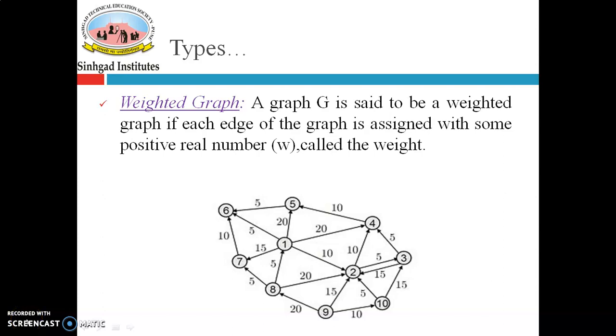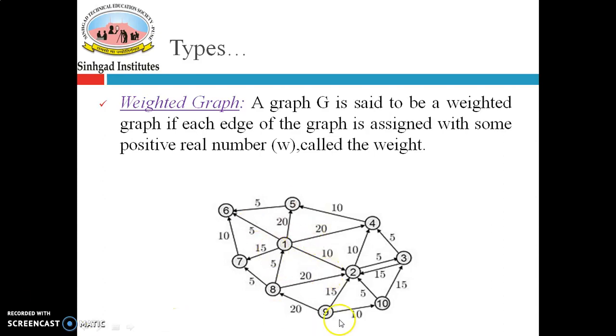Next type of graph is weighted graph. A graph G is said to be a weighted graph if each edge of the graph is assigned some positive real number called weight. This type of graph is used for finding the shortest distance. Each and every edge has a certain weight, which is some positive real number value.